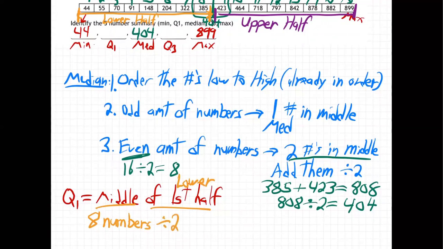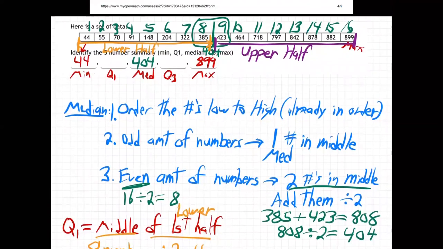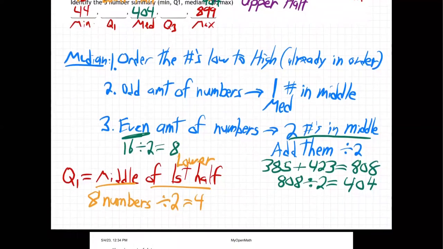So divide by 2, you get 4. So that means the 4th and 5th numbers right there, those guys must be the middle, right? Because again, that's an even amount, right? 8 is an even number.